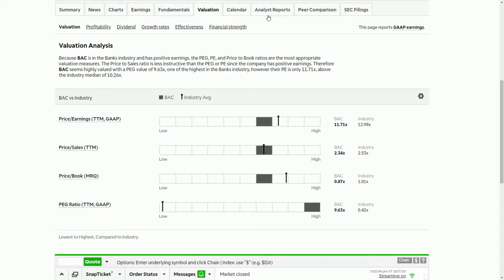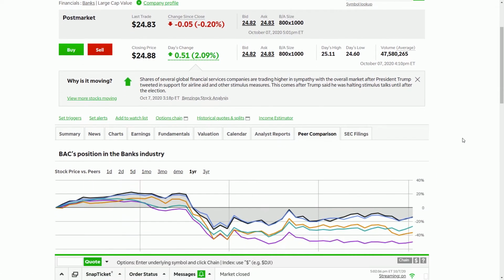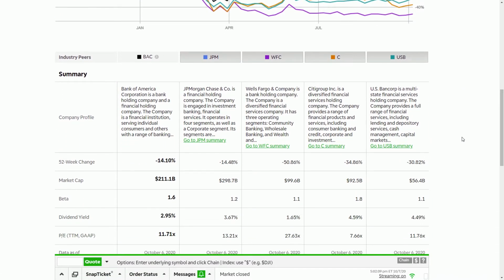So one of the other items I want to do is just this peer comparison, because when we talk about financial institutions, all of these institutions, aside from potentially USB, are going to be announcing earnings next week. And I really like Bank of America. I really like JP Morgan, but I do not like Wells Fargo and I do not like Citigroup. And you can see that some of that is even reflected in the analyst ratings across the board right here, or rather the 52-week change.